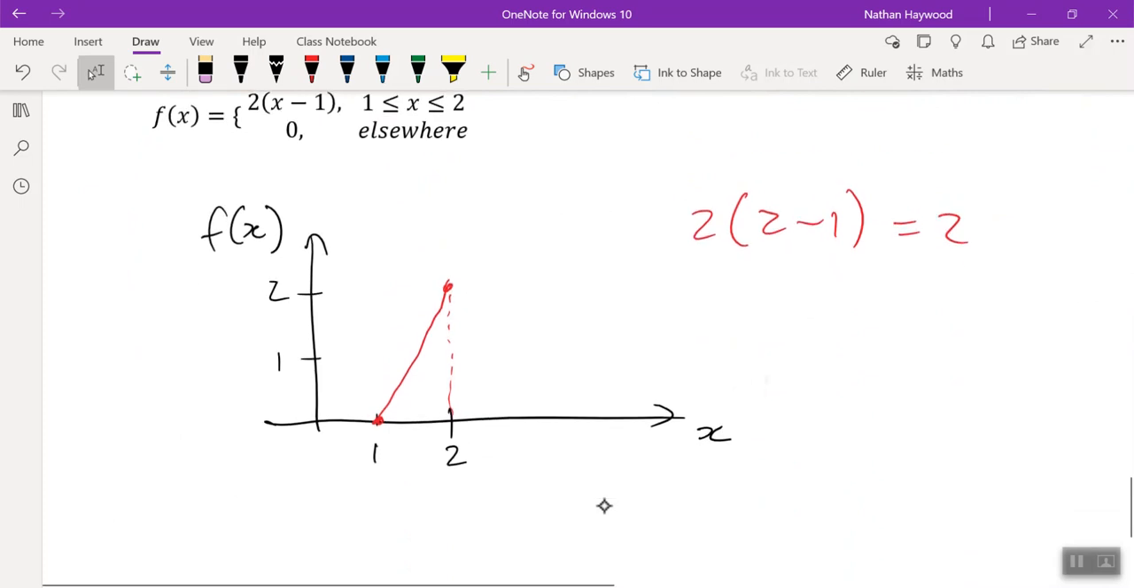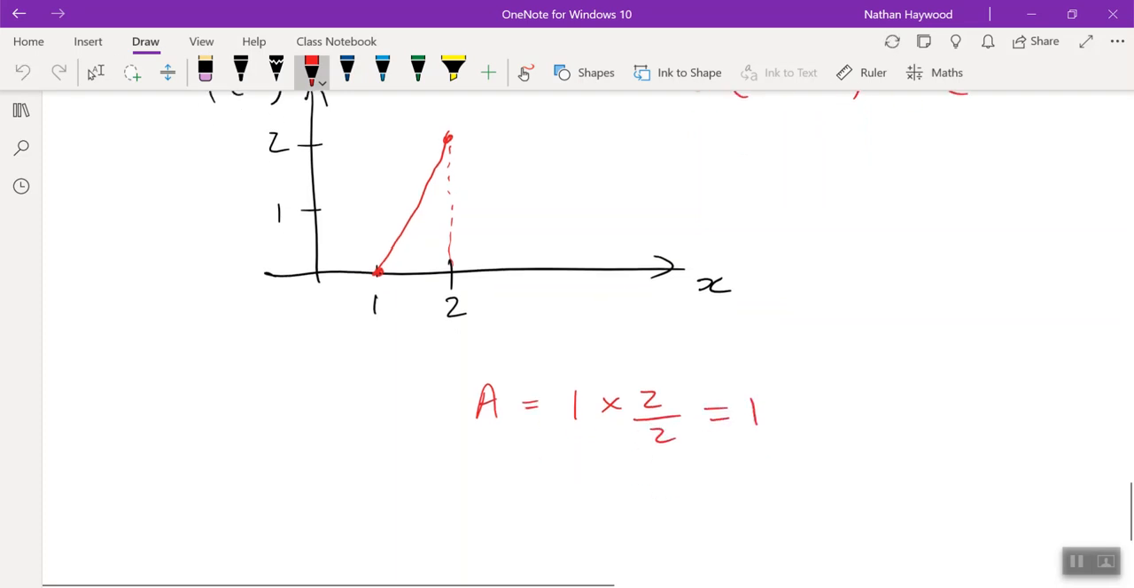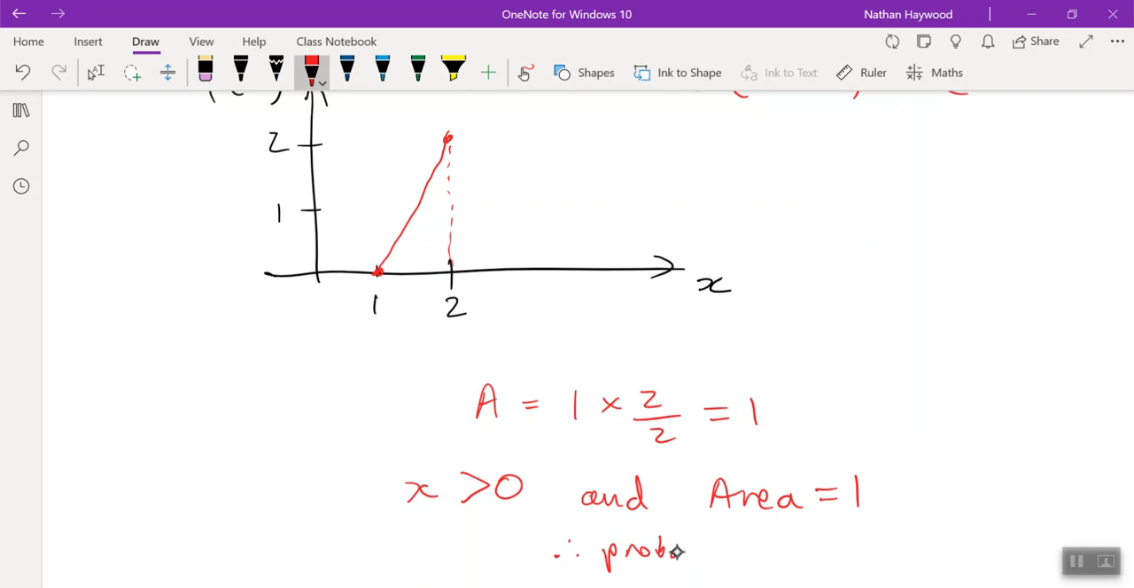So let's do good old triangle. The area of the triangle is 1 times 2 divided by 2 is 1. So all the x's greater than 0 and the area is equal to 1. Therefore, it's a probability density function.